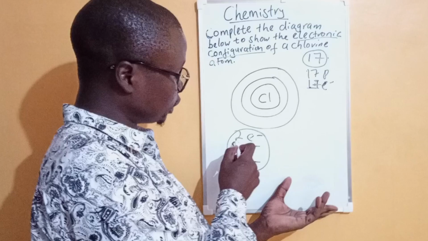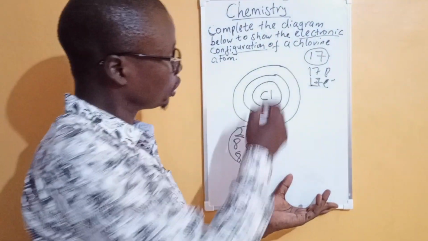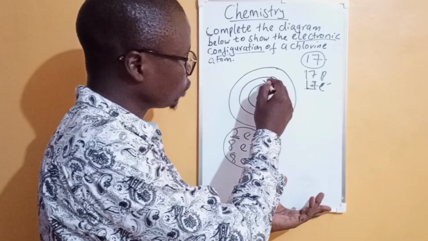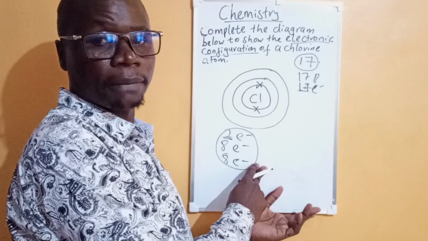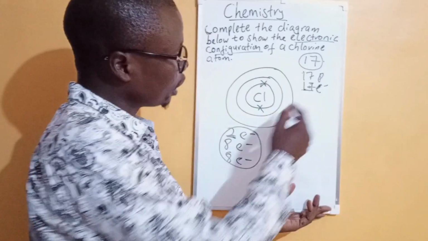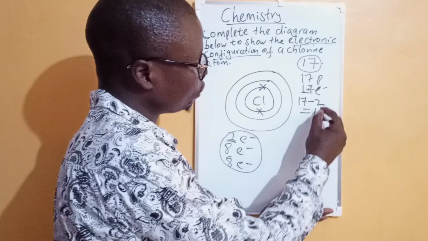And as we have said, the first shell occupies a maximum of 2 electrons. So we write 2 electrons here. We can use a cross to represent the electrons. So the first shell has been filled by a maximum of 2 electrons. Then from 17, we subtract 2, and we are left with 15 electrons.